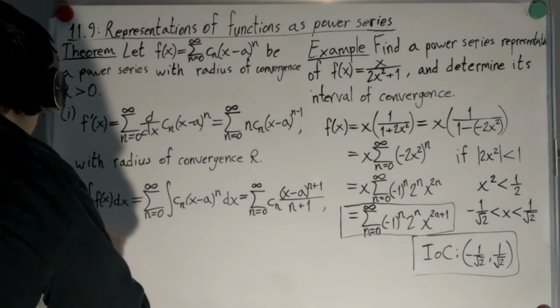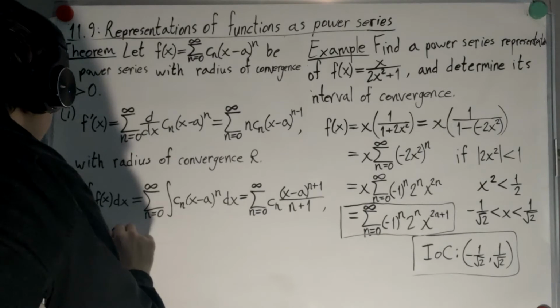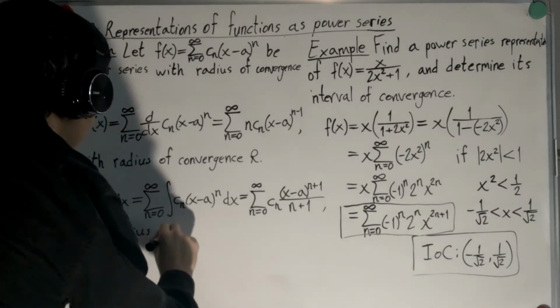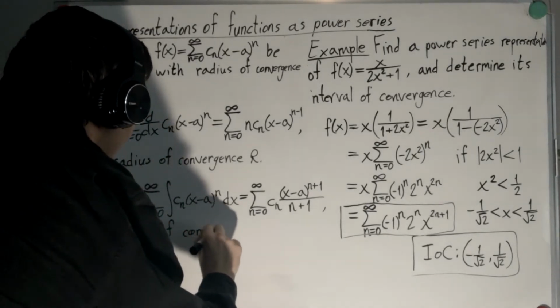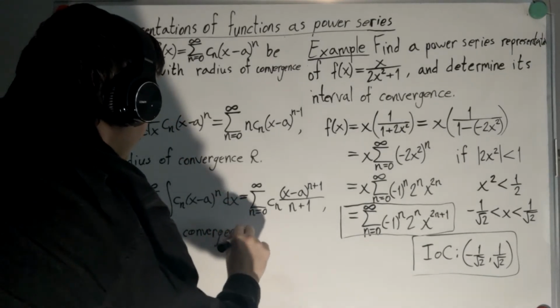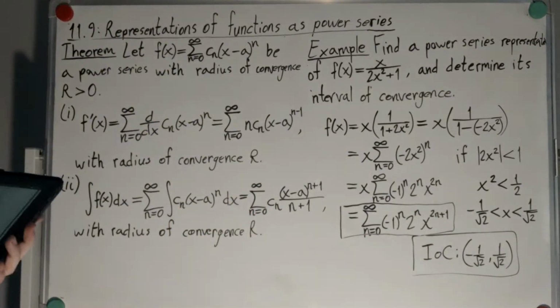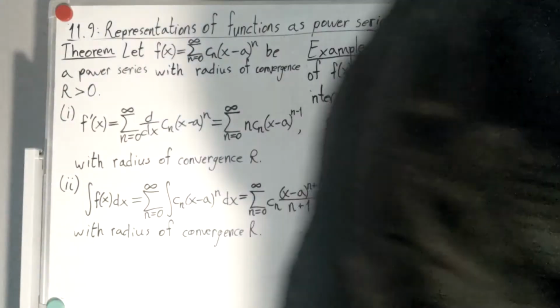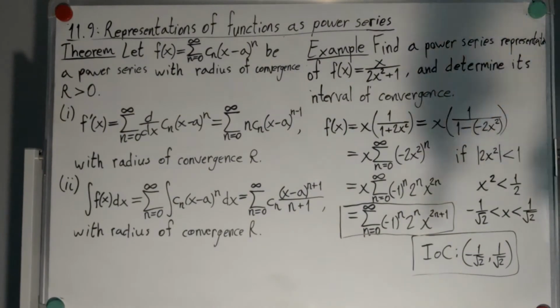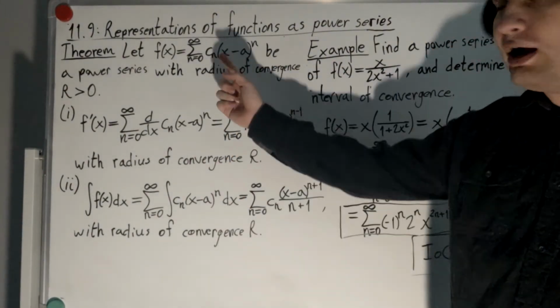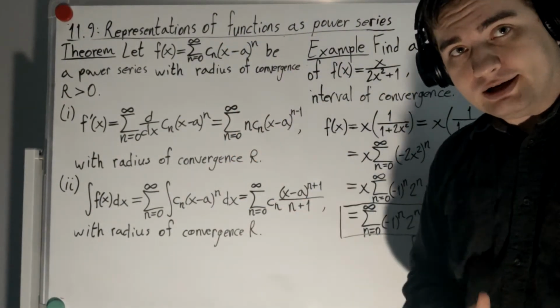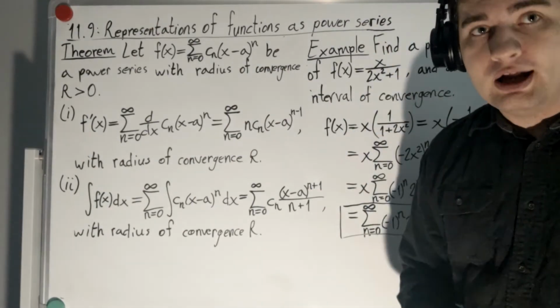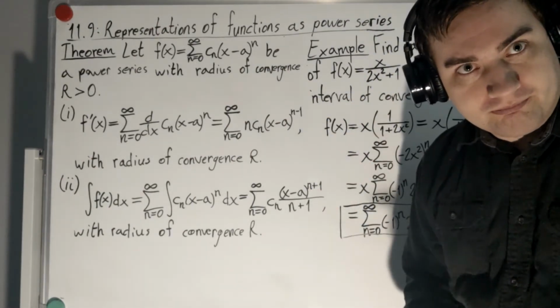So with radius of convergence r. Okay, so in other words, what this is saying is that if you want to take the derivative or integral of a power series, you can just do it by taking the derivative or integral of each term individually.